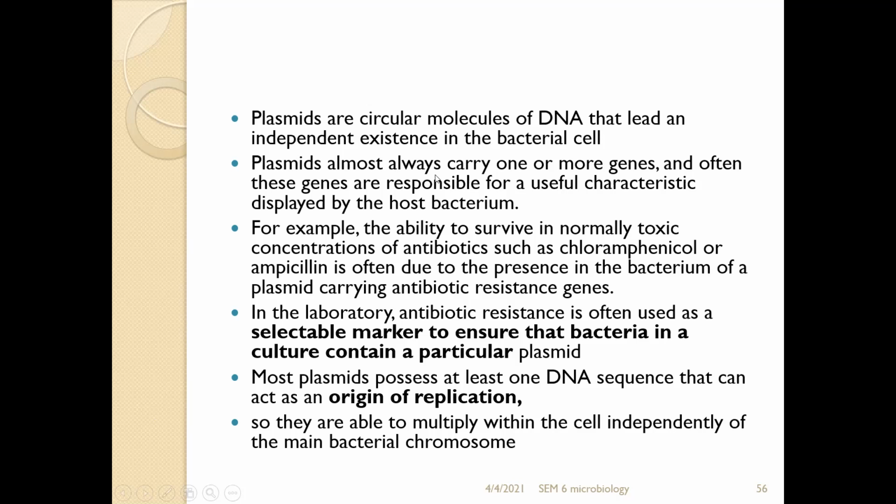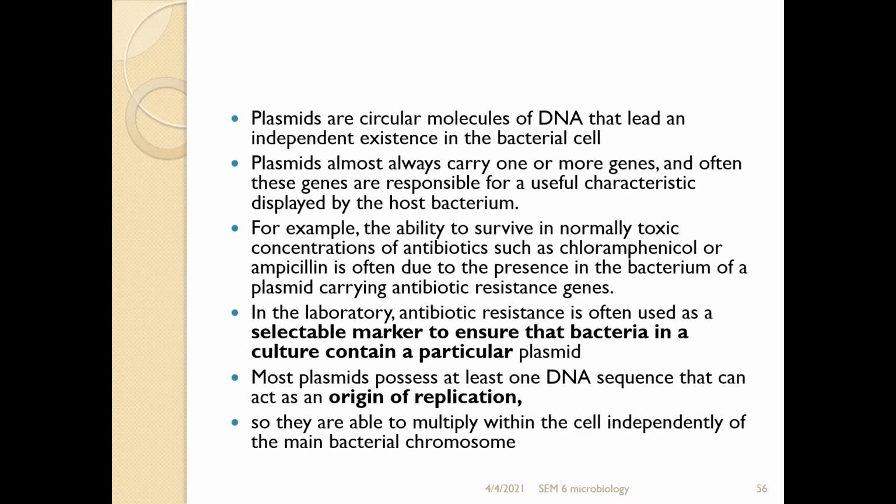Plasmids almost always carry one or more genes. Often these genes are responsible for certain useful characters that can be expressed by a host cell, for example, the ability to survive in toxic chemicals and antibiotics like ampicillin, tetracycline, etc. Sometimes they carry genes which give extra properties, like growth promoting hormones. They can do nitrogen fixation. They can mobilize some molecules. They can solubilize phosphate. These are the characteristics which are carried by plasmids.